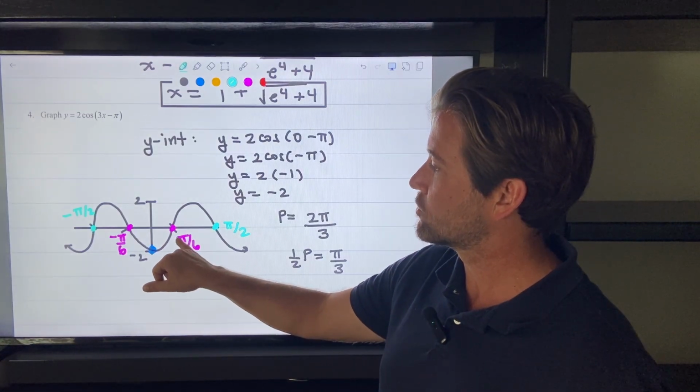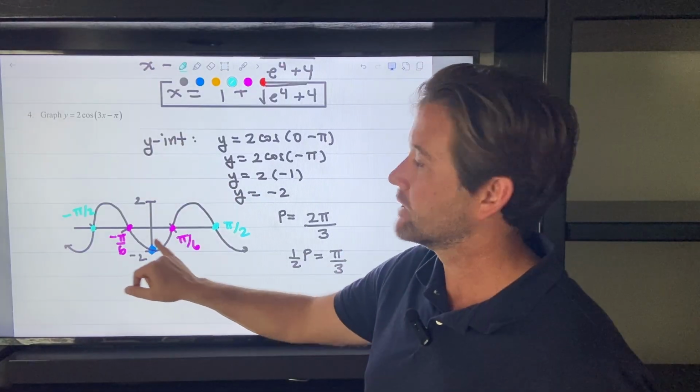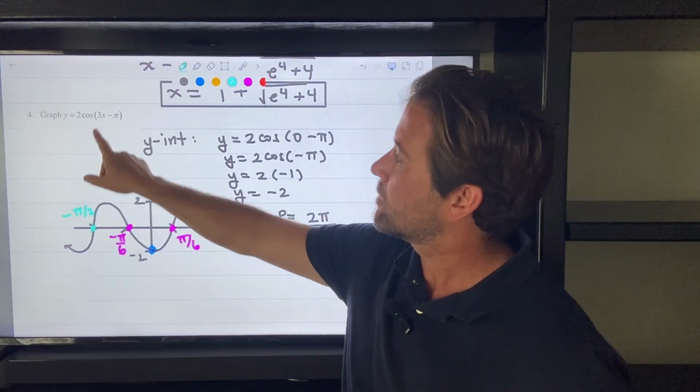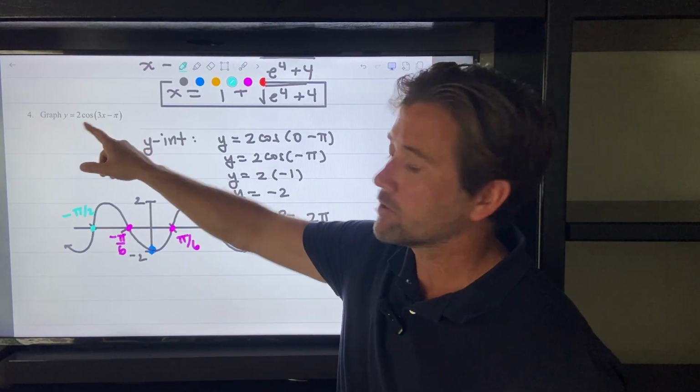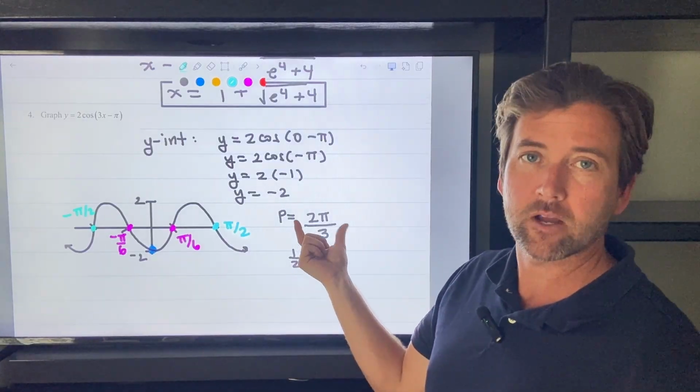and this x-intercept is normally pi over 2. But if I divide by 3, it's pi over 6. This x-intercept is negative pi over 2 normally. Divide by 3, it's negative pi over 6. So I'm applying this horizontal compression that changed the period. It made it smaller. Instead of 2 pi, it became 2 pi over 3.